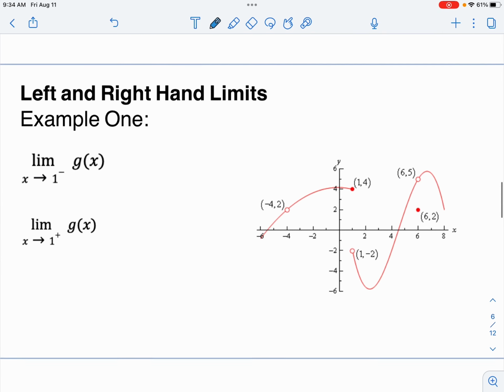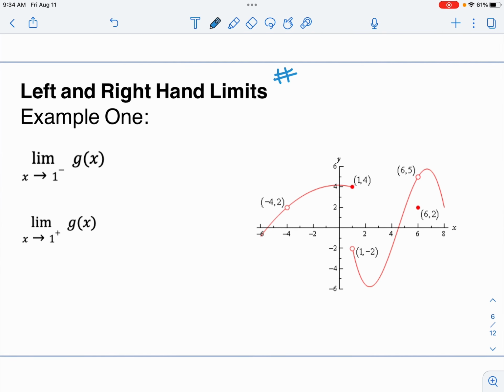So here's our first reason. So this is our number 1 reason why a limit wouldn't exist. So we have a little bit of a new part of our notation. If you guys didn't notice, we are working with the limit involving 1. But on this first one, there's a negative. And then on the second one, there's a plus. And so what does that mean?